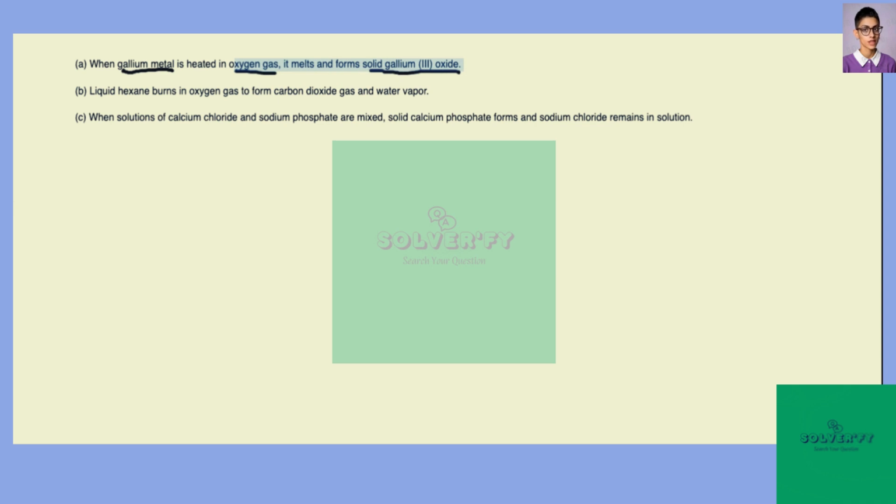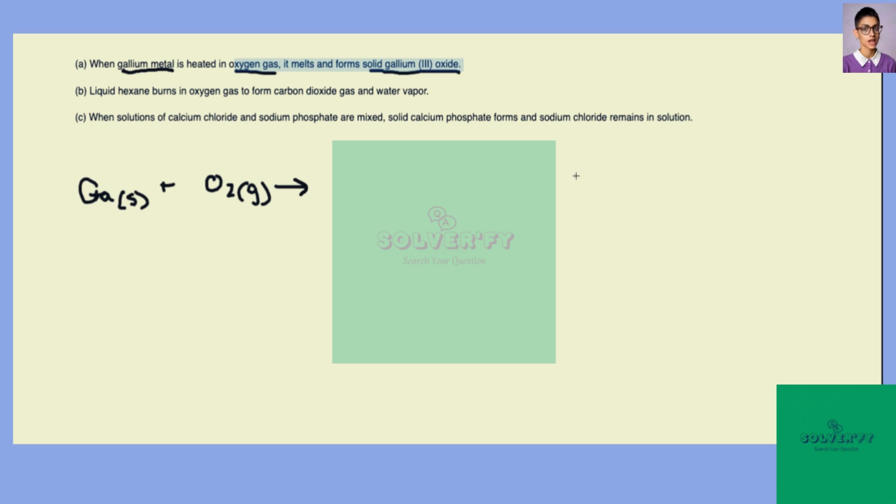So we know that we're starting off with gallium metal. Gallium is an element, and when I look on the periodic table, the symbol for gallium is Ga. It's a metal, so that means it's a solid. It reacts with oxygen gas. Oxygen is a diatomic element and so exists as O2 in chemical reactions. It reacts to form the substance gallium-3 oxide.